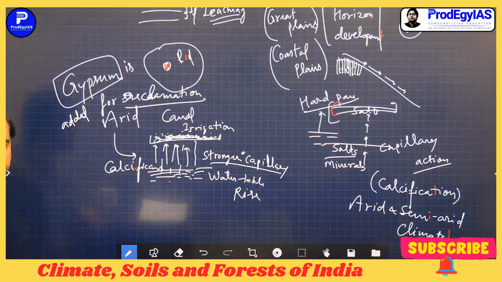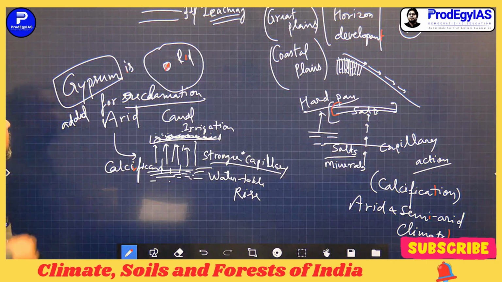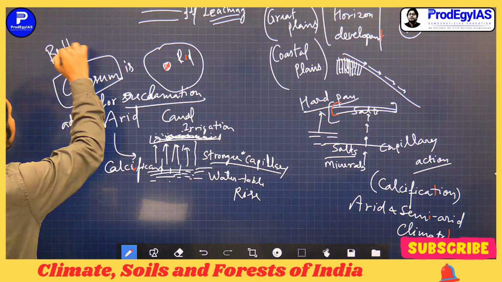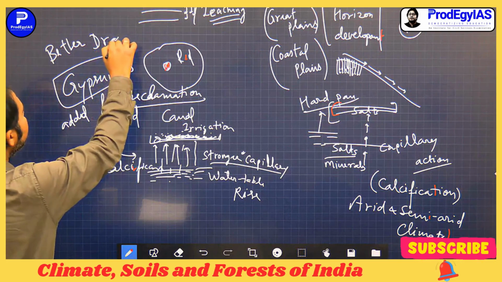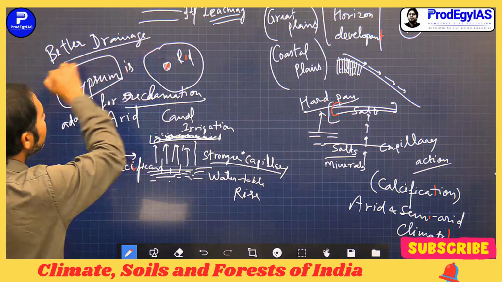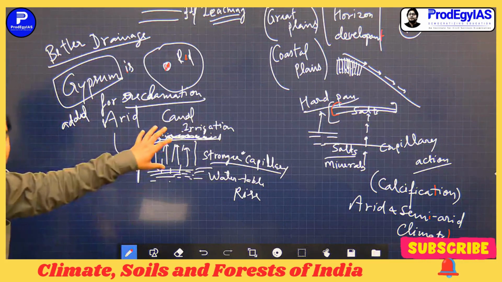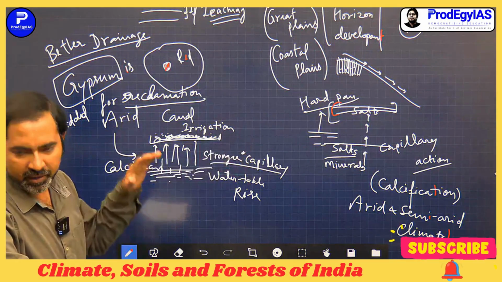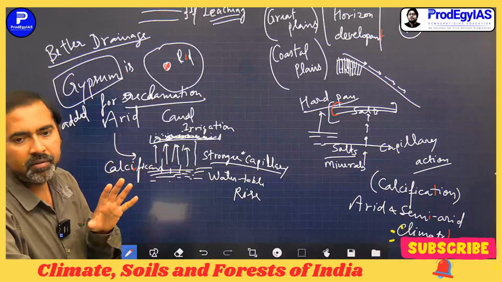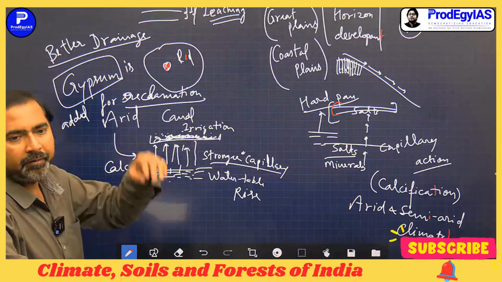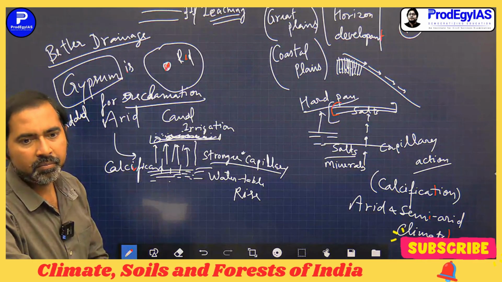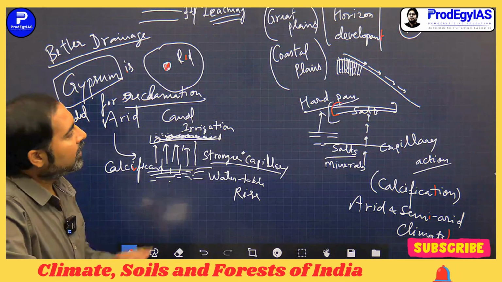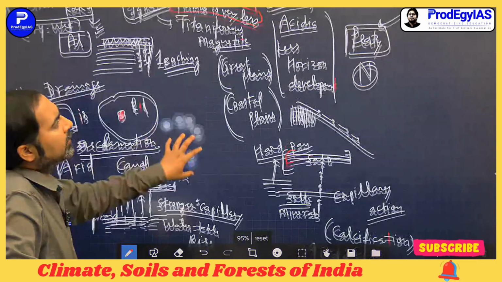They can again make the soil useful for some agriculture. And better drainage will also work, because the problem is because of the stagnation of water. If it is a well drained soil, if the water is not stagnated here, it will not develop salinity. Understood? So that is the solution for such types of soils.